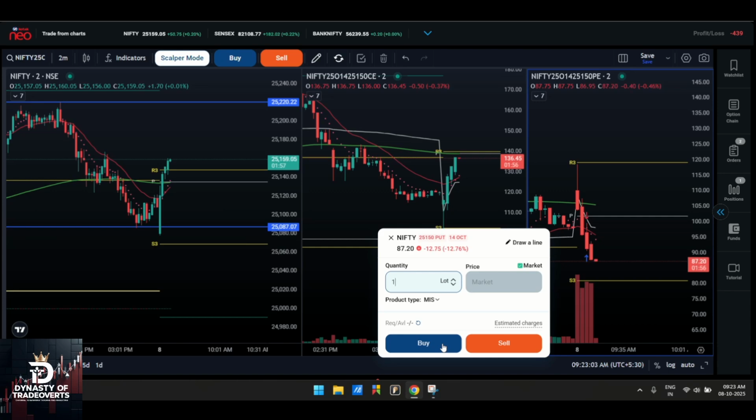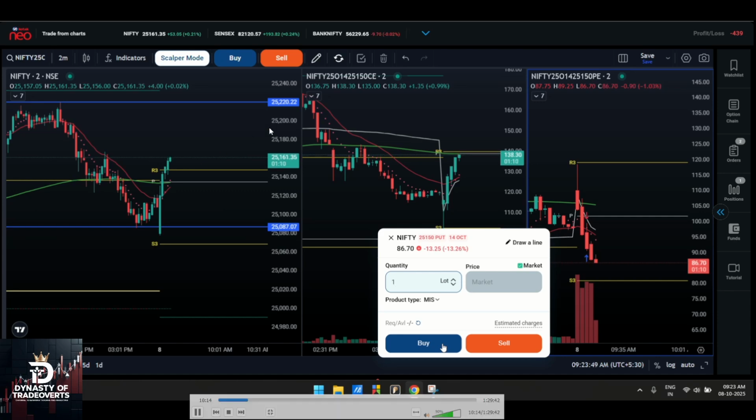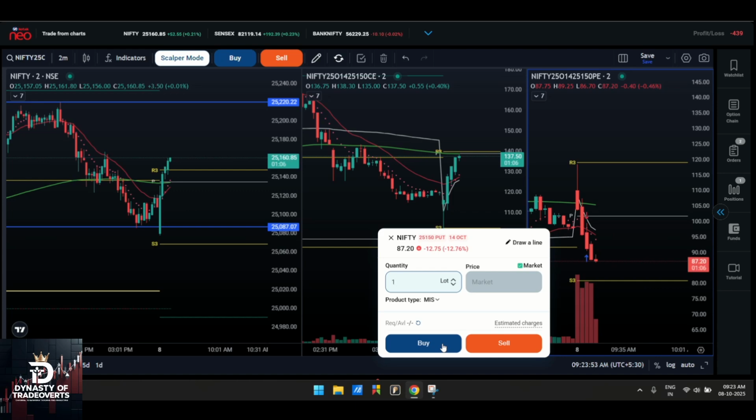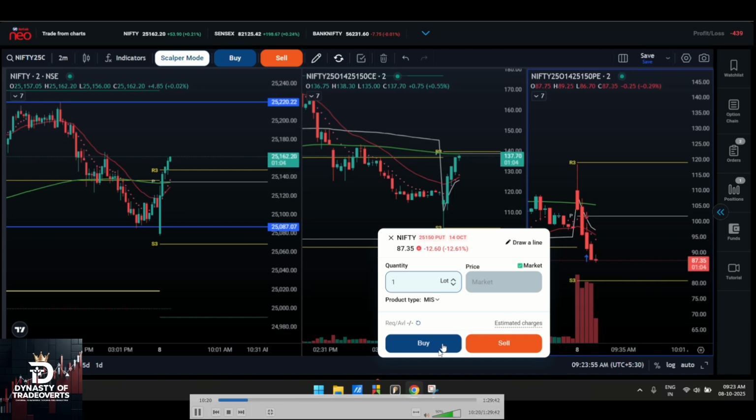But that candle is again closing at its top. See, I'm having FOMO here. I am expecting a reversal, so I want to capture the exact bottom of this PE premium. So I'm ready with my order. I'm ready to click the buy button. This is the FOMO in me that is making me do this.